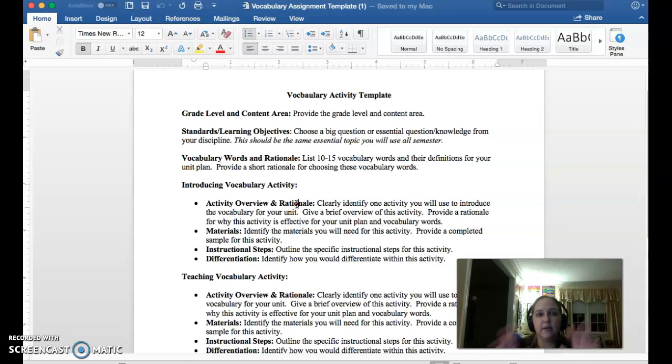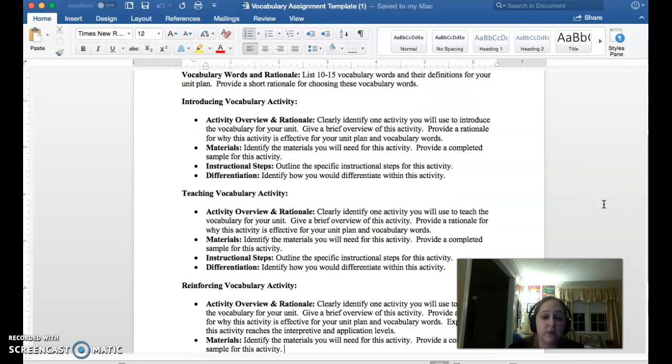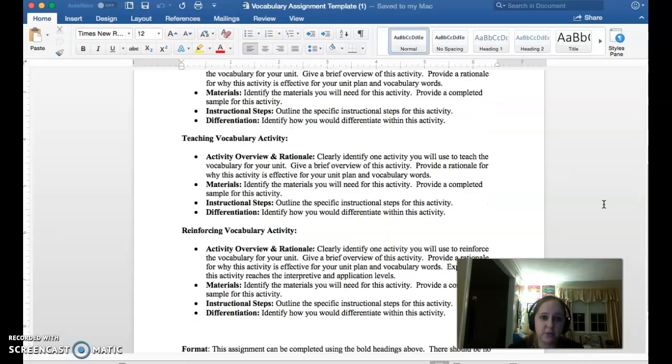But you should pick 3 different strategies, okay? So you think about what you would do on day 1, and you're going to just give me what you usually do, just a brief overview of how you'd use the activity to introduce the 10 to 15 vocab words. Then you have the teaching, and I want you to pick one more strategy and explain how you would do it. It might be the same day. It might be right after the introducing activity, and that's fine.